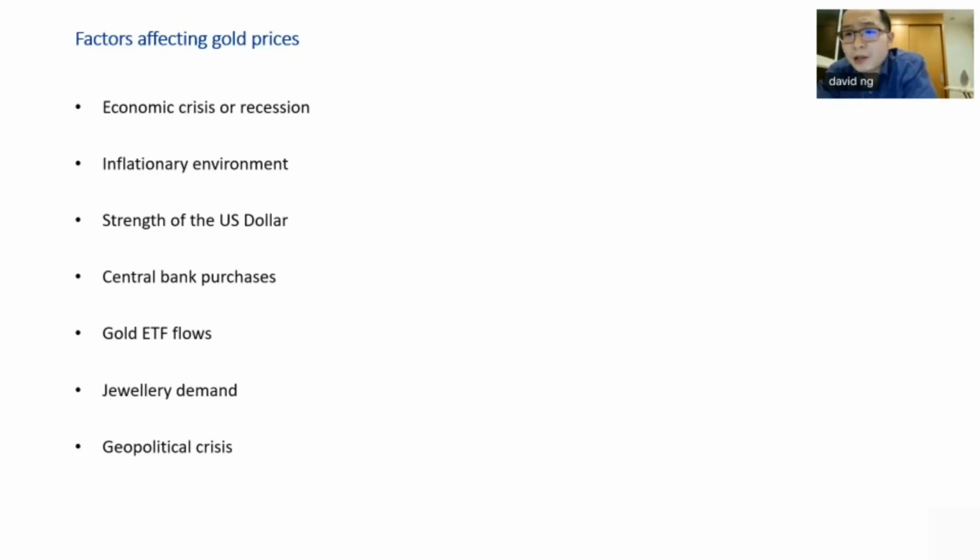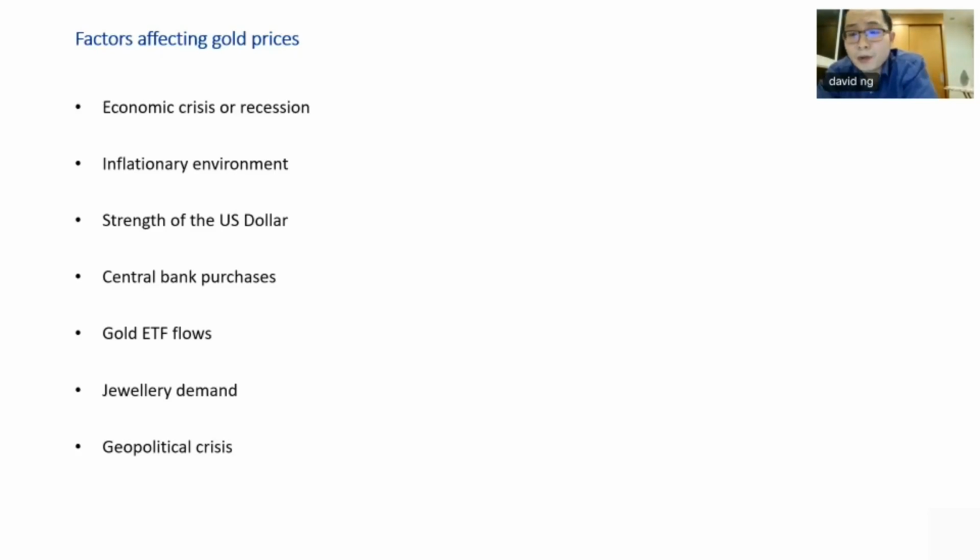Now, besides economic crisis, I think an inflationary environment is also quite beneficial for gold in general. If you look at the past couple of decades, later on I'm going to show you on the chart. If you look at the 1970s, when in the US we had very high inflation numbers, gold prices tended to perform very well during that time. Gold is not only a safe haven asset, it also plays a role as a store of value. So when we have a high inflationary environment, gold, and precious metals in general, tend to be favored.